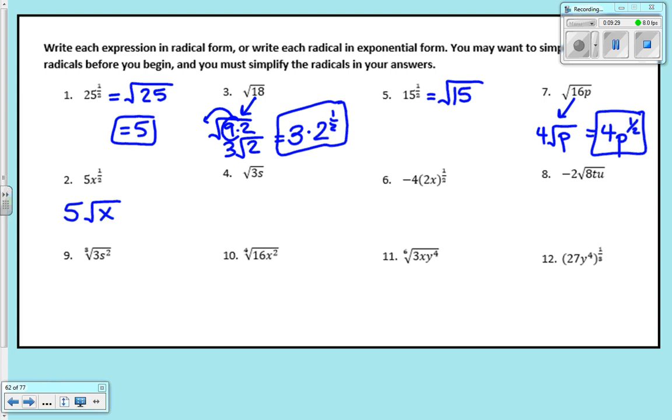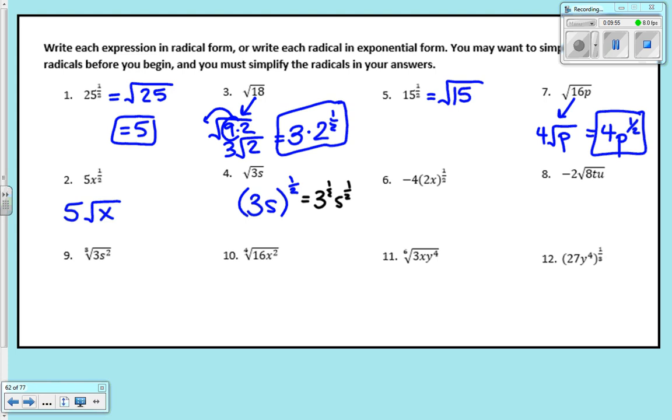Okay. Going across, square root of 3s. I can't simplify that, so I can just change it to the exponential. I've got 3s, but all of it is going to be raised to the 1/2, right? Because it's all underneath that radical symbol. Now, if I wanted to, I could actually rewrite this as 3 to the 1/2, s to the 1/2, if you wanted to. You don't have to by any means. That's just distributing that 1/2, but you can.